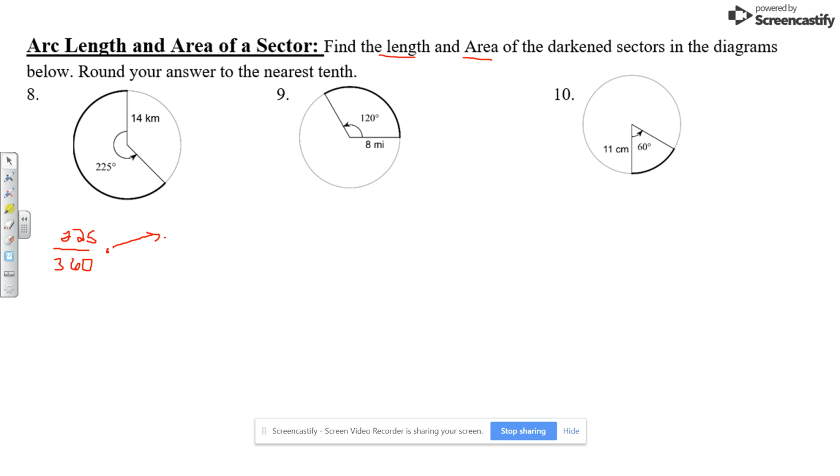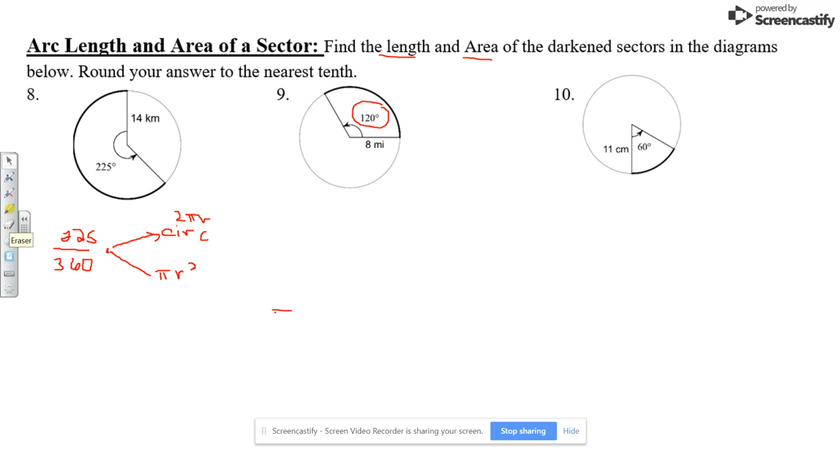For length, you multiply times the circumference. And for area, you multiply it by the area. So area is pi r squared. Circumference is 2 pi r, or pi d. So to do any of these, you just take your fraction out of 360.